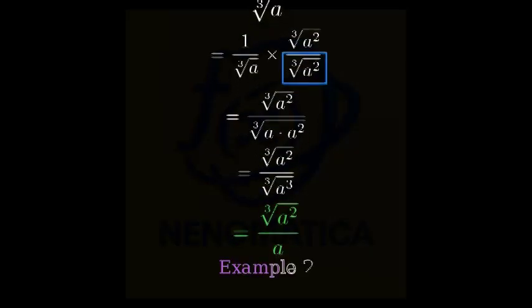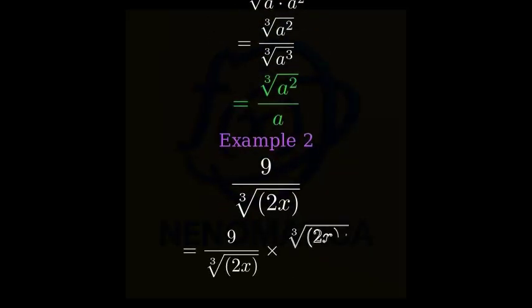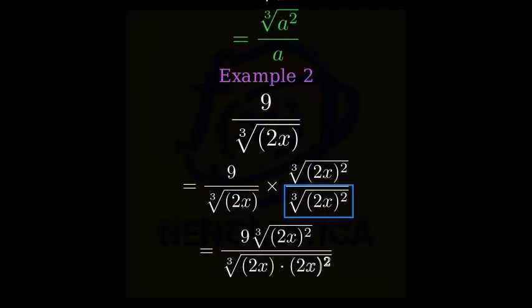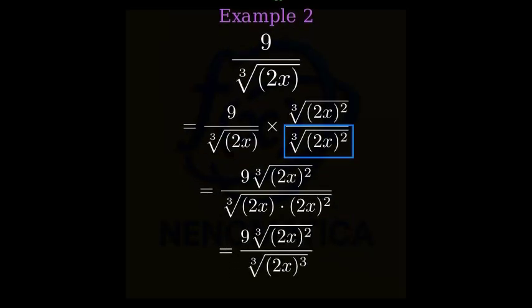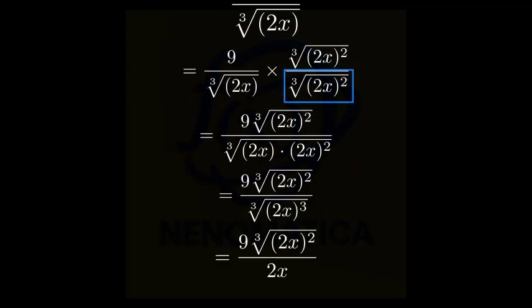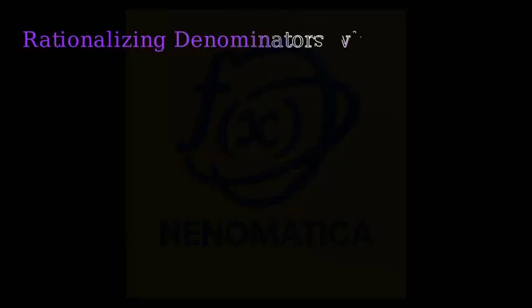Example 2. Start with 9 over the cube root of 2x. Multiply by the cube root of (2x) squared over itself. Combine the denominator to make a perfect cube: cube root of (2x) cubed. The cube root of (2x) cubed simplifies to 2x. Optionally, rewrite the numerator cube root as the cube root of 4x squared. Final simplified result.